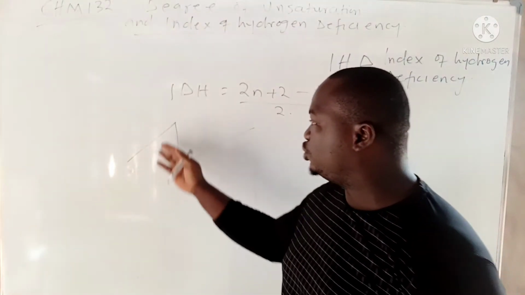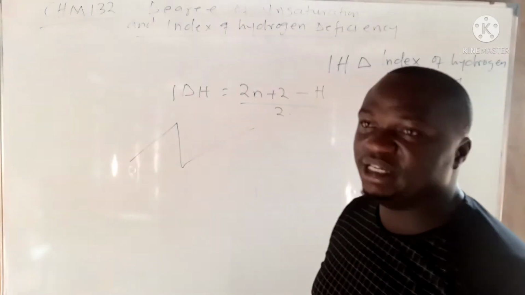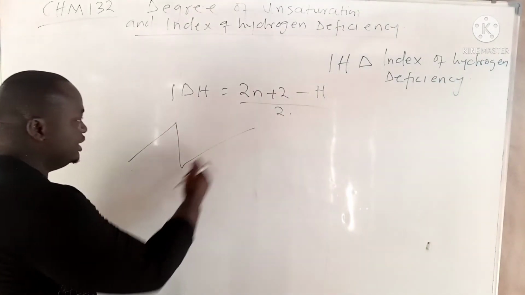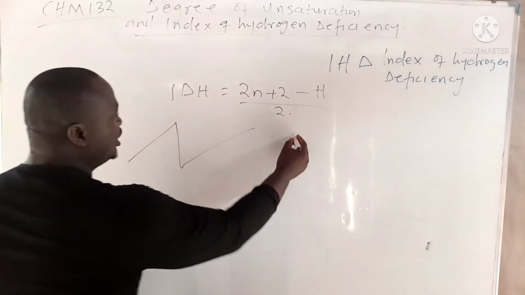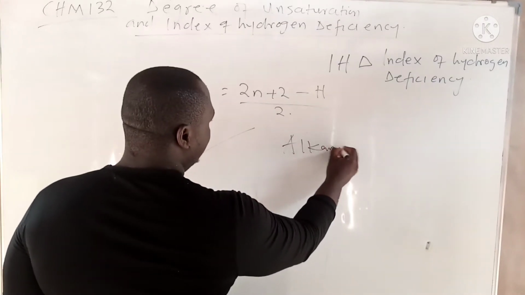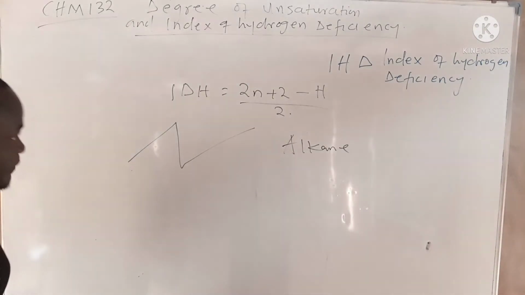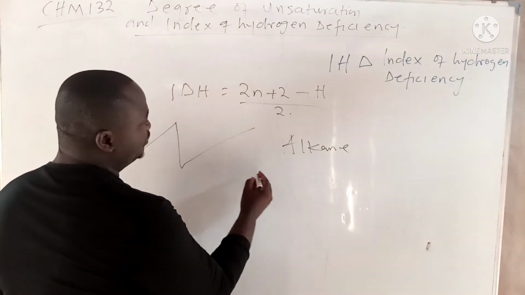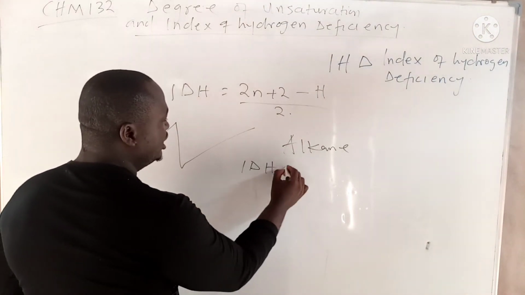If I write a condensed structure like this, you should know what it means. As you can see this structure, there is one thing you should know here. This is a single bond, so it belongs under the alkane family. As you can see, the IHD under the alkane family is 0. So the index of hydrogen deficiency, the IHD, is 0.